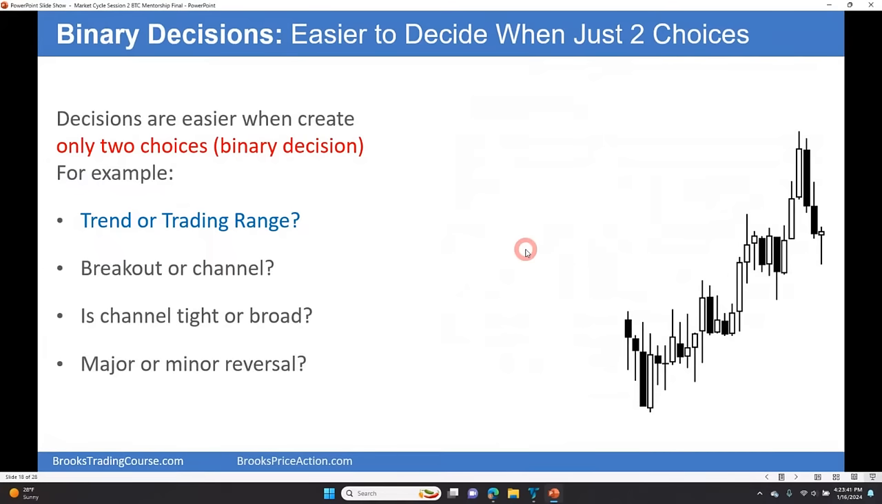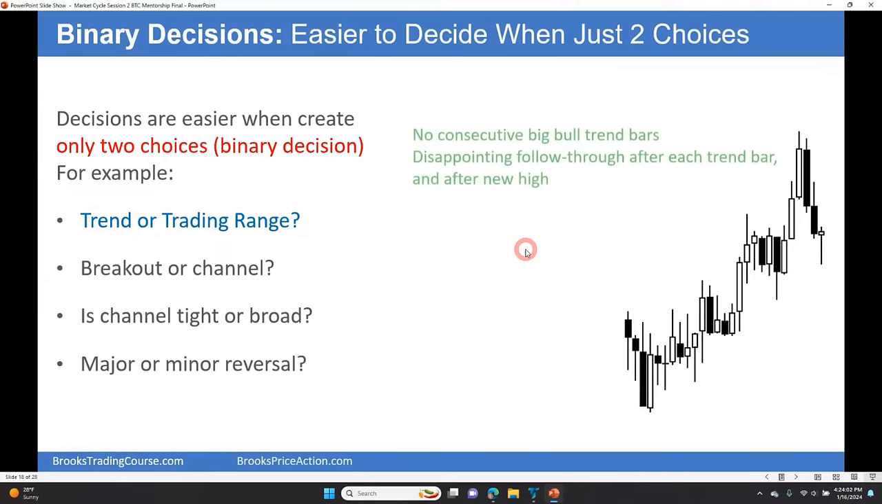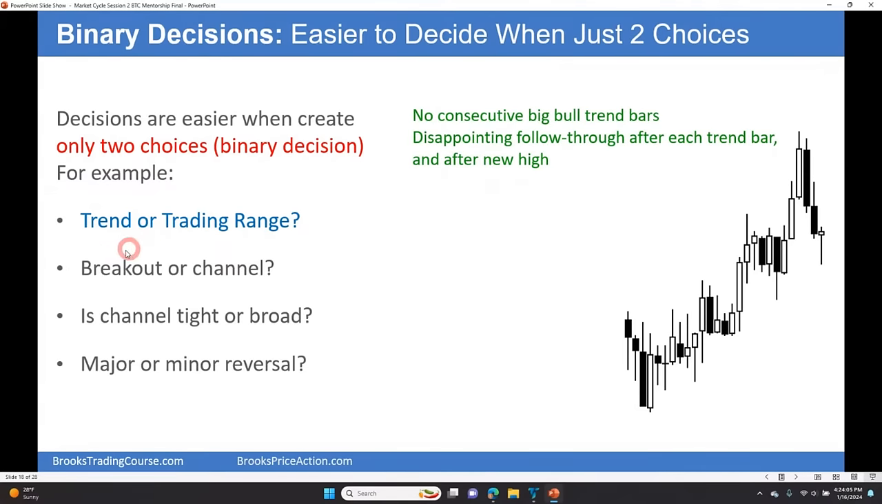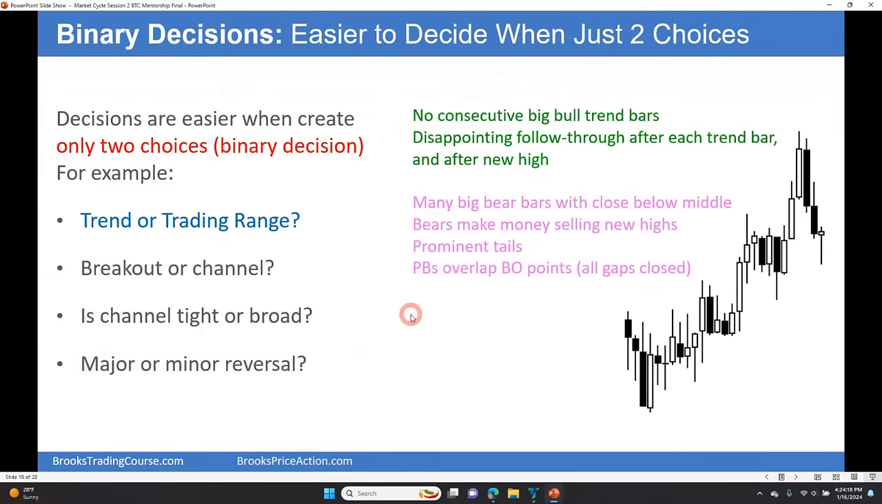Binary decisions. That is probably one of the most important things to understand with trading. Whenever you're looking at the market, you should always be thinking in terms of binary decisions. And that's one thing I'm going to talk further and further about in the later mentorship sessions. Everything's a binary decision. It's a trend or a trading range, breakout or channel. Channel's tight or broad. It's major or minor. You can break everything down into decision trees. And you have to in order to be able to make decisions fast enough, especially if you're trading a five-minute chart.